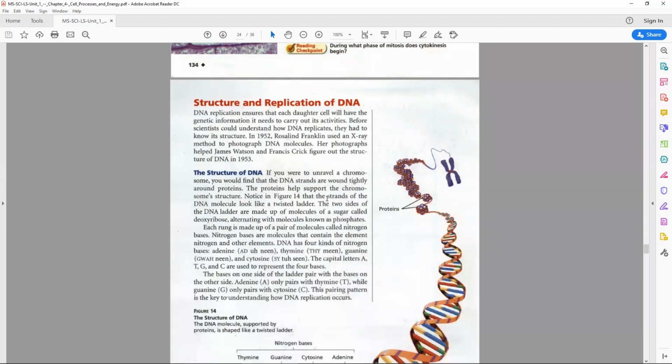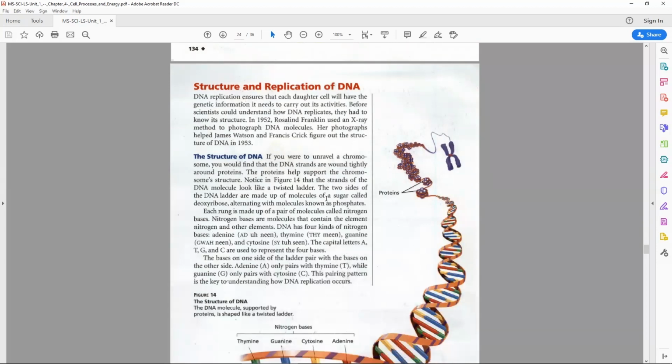Structure and replication of DNA. DNA replication ensures that each daughter cell will have the genetic information it needs to carry out its activities. Before scientists could understand how DNA replicated, they had to know its structure. In 1952, Rosalind Franklin used an X-ray method to photograph DNA molecules. Her photographs helped James Watson and Francis Crick figure out the structure of DNA in 1953.